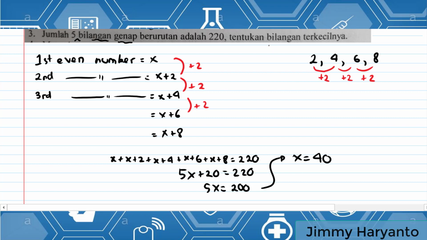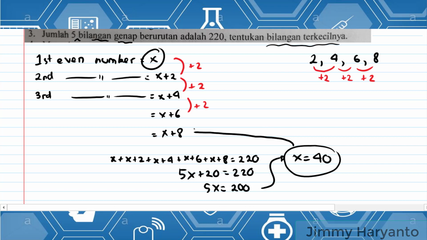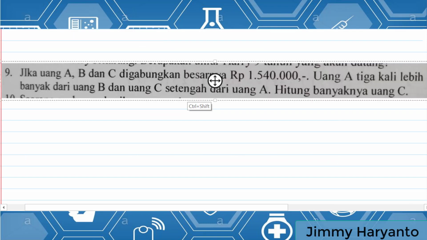The question is the smallest number. The smallest number will be the first number. So the first number is 40. If it is asked for the largest number, the largest number is this one, ya, x plus 8. So the largest will be 40 plus 8 equals 48. There you go, that is for number 3. It's easy, right? Number 3, ya.